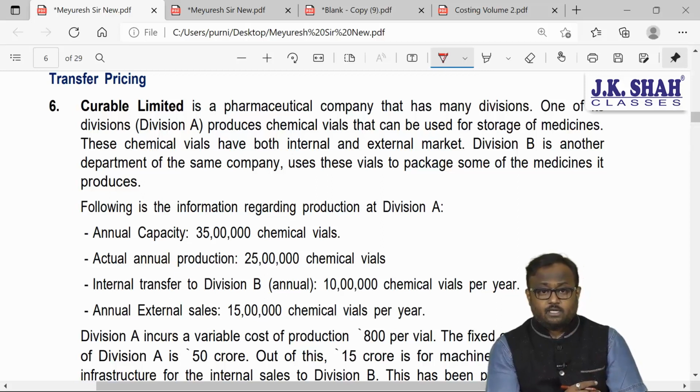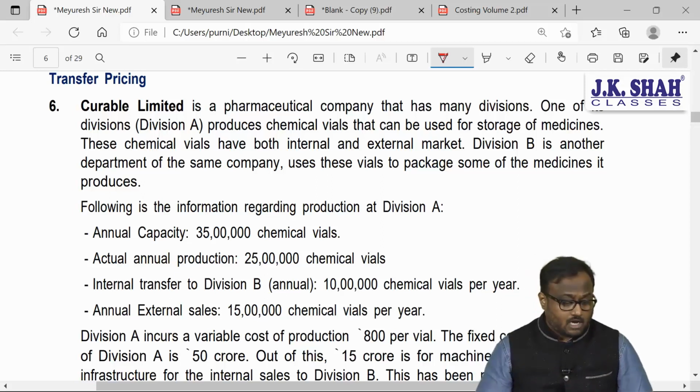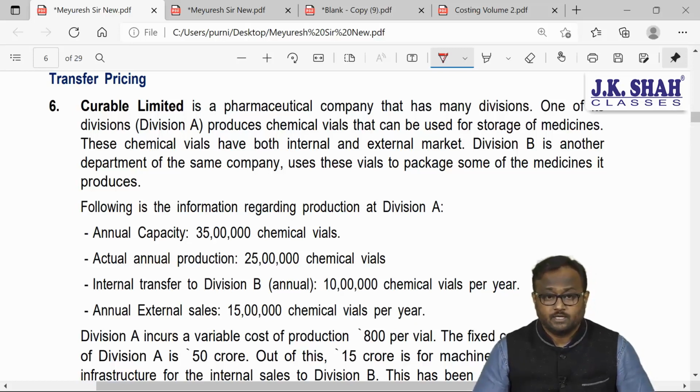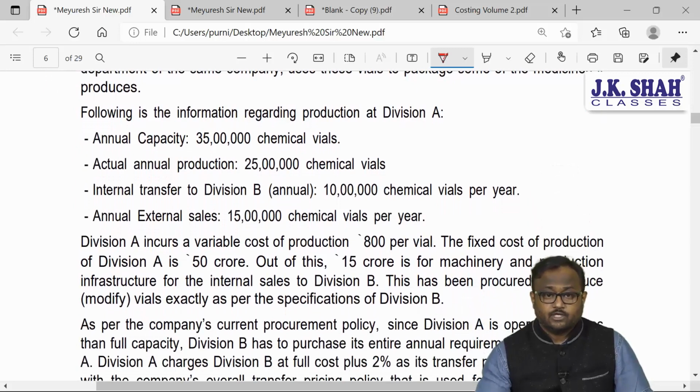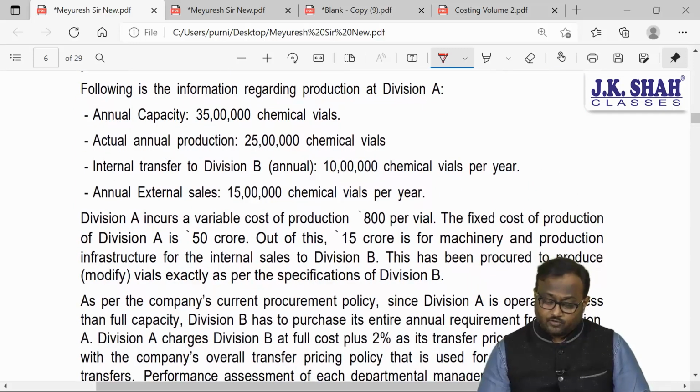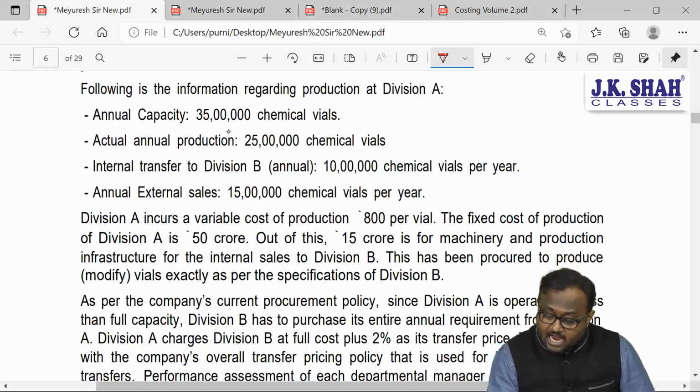So A will be having an option of selling vials in the market as well as transfer to Division B. Following is the information related to production of Division A. Annual capacity is 35 lakhs vials. Annual production is 25 lakh vials. So this is quantity manufactured for us. Internal transfer 10 lakh vials. External sales 15 lakhs. Guys, that means I have spare capacity.